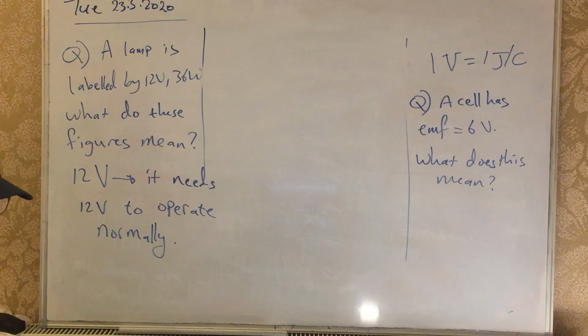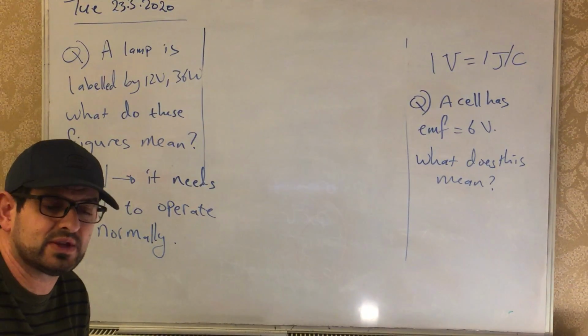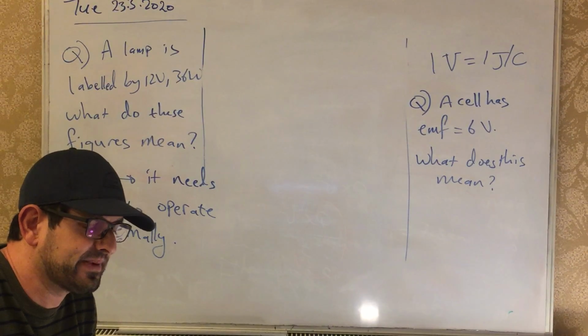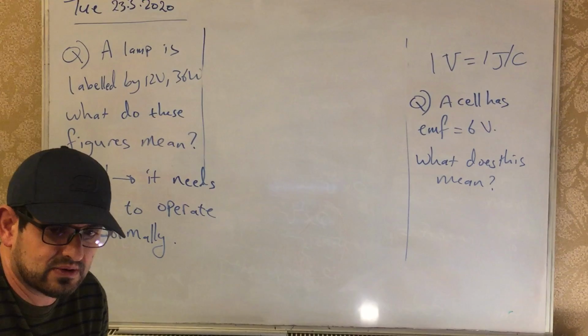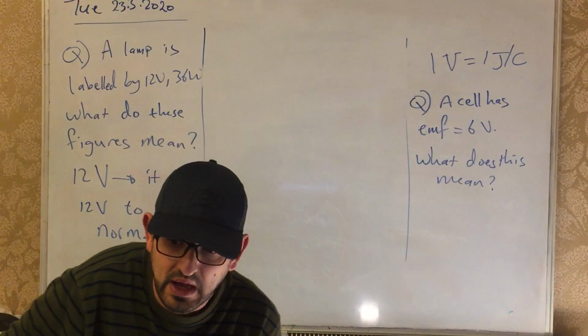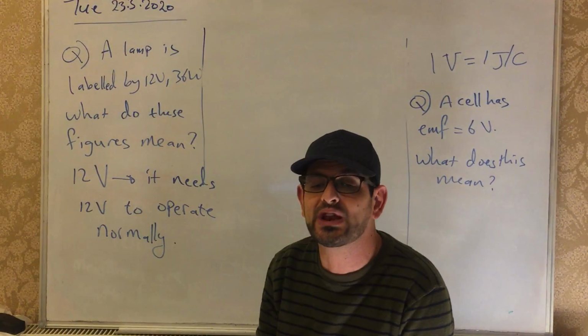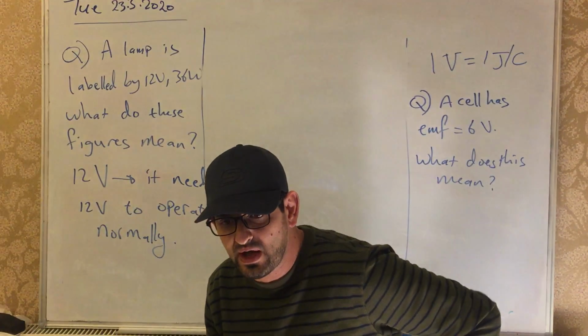So when I tell you this device is labeled by 200 volt, it means it needs 200 volt to operate normally. What will happen if I give it less than 200 volt? You know what will happen? If less than it, it will not work normally.